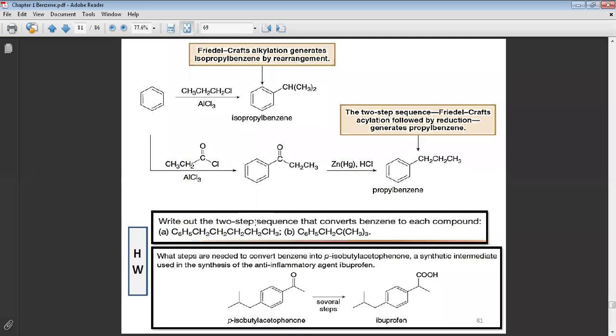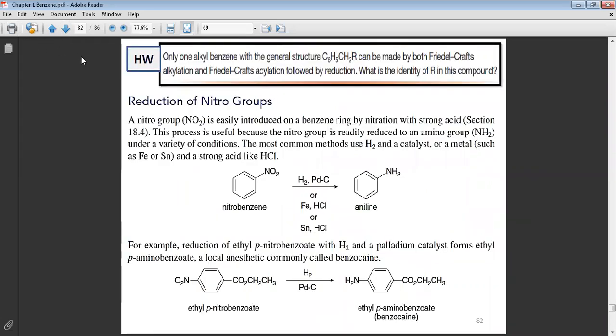The second one. From benzene, I want to prepare this compound. Prepare for me this compound, and this one is not for you. It takes several steps. You will prepare ibuprofen, an anti-inflammatory drug. But from benzene, prepare this. This is also homework for you.